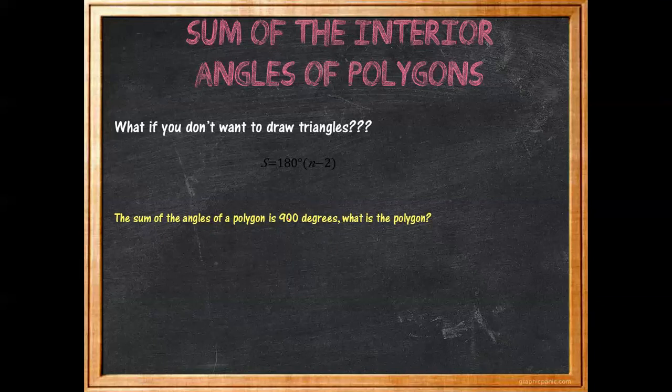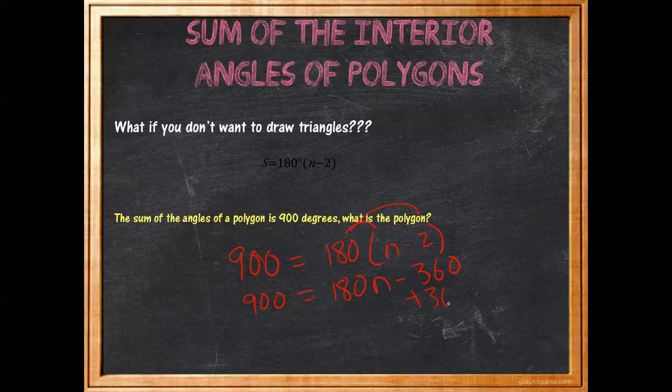What if we're given the number of degrees and we want to know what the polygon is? So here we know that the sum of the angles is 900 degrees and we want to know what the polygon is. So what we're trying to find now is n. We're given S, so now instead of plugging in n, we're going to plug in S. We're going to say 900 equals 180 times n minus 2. And here's where your algebra comes back into play. Remember, we're going to distribute 180. So this is 180n minus 360.